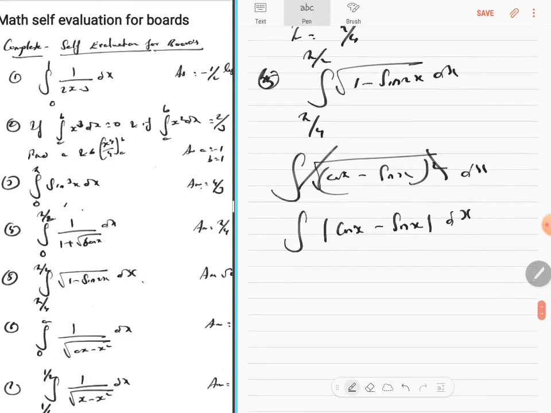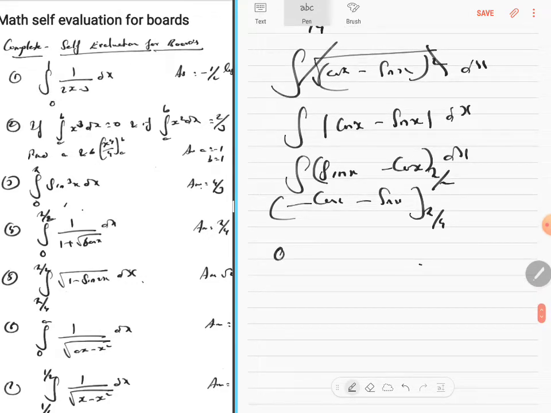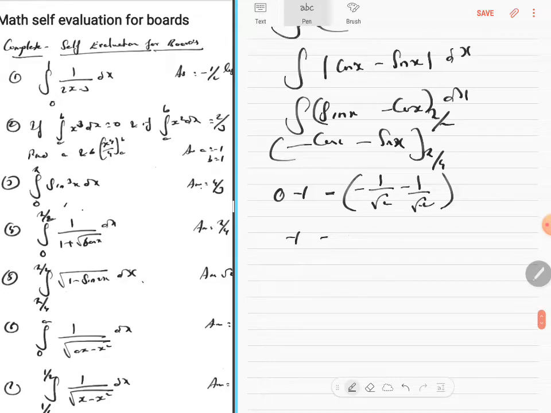When considering this interval pi by 4 to pi by 2, this will become negative, and therefore you should write it as sin x minus cos x. So depending on the interval, now you can remove the mod, because you know for this interval it's going to be negative, so we switch this into dx. So the integration of sin x is minus cos x, minus sin x, cos x is sin x. Applying the limits pi by 4 and pi by 2: minus cos pi by 2 is 0, minus sin pi by 2 is minus 1, minus of minus cos pi by 4 is minus 1 by root 2, minus sin pi by 4 is minus 1 by root 2 again. So this is minus 1 minus, if you take the minus out, 1 by root 2 plus 1 by root 2, which will be 2 by root 2, which will be root 2. So therefore the answer is root 2 minus 1.